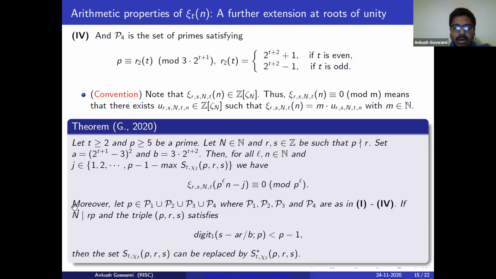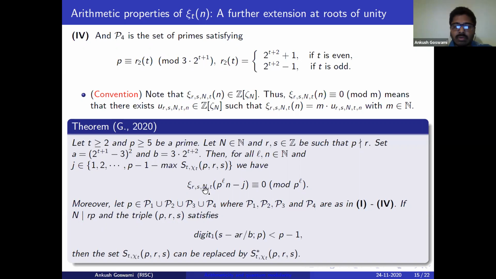Okay, and now the second part of the theorem is important, because here I'm replacing the set S_t chi_t by S_t chi_t star. And the second part of the theorem only holds true when p belongs to any one of these four subsets of primes. So if p belongs to any one of the subsets of primes, as we saw in the previous slide, and if N divides Rp, and the triple p, r, s satisfies this condition, this thing simply means that the coefficient of p in the p-adic expansion of S minus AR by B is not equal to p minus 1, then one can replace the set S with S star.